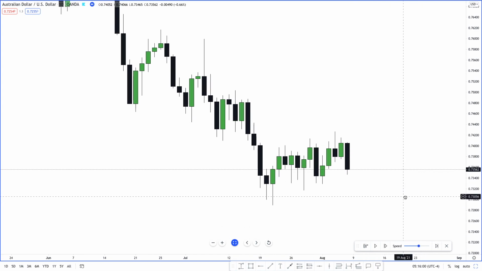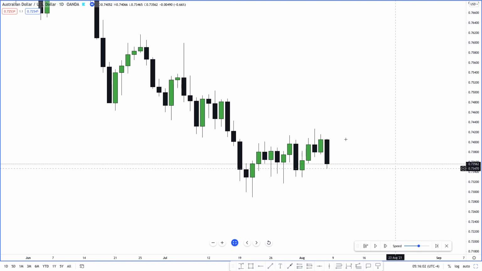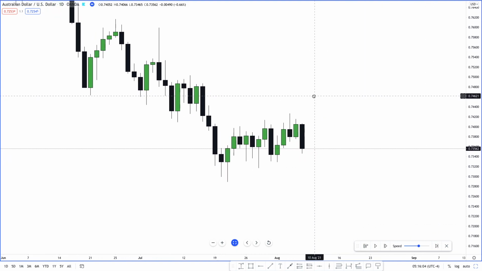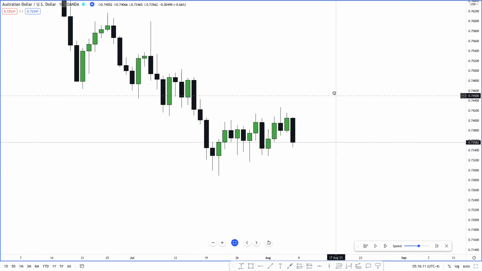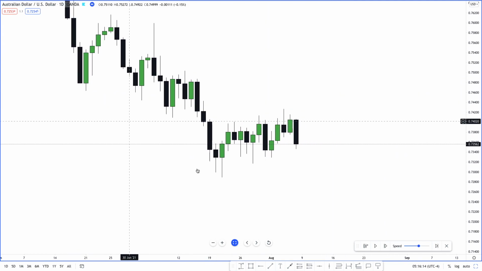Before the week had opened, I had no setup. I didn't even look at this pair until later on in the week. So if we play this forward, what can we see on the daily time frame? We can see that clearly we have a bias. It's going lower. So where's our drawn liquidity?